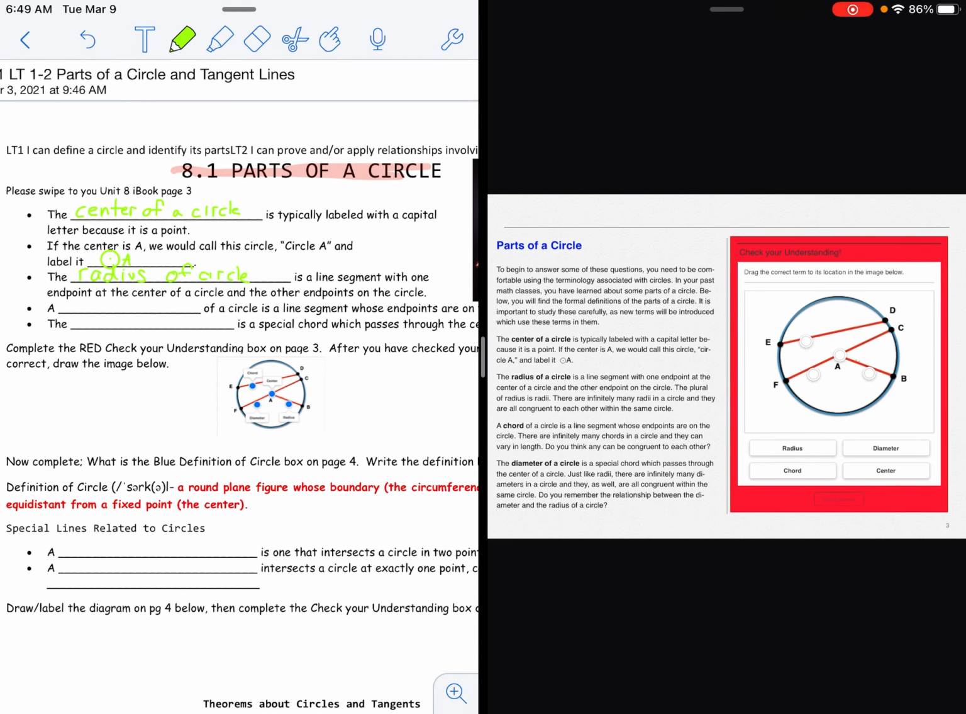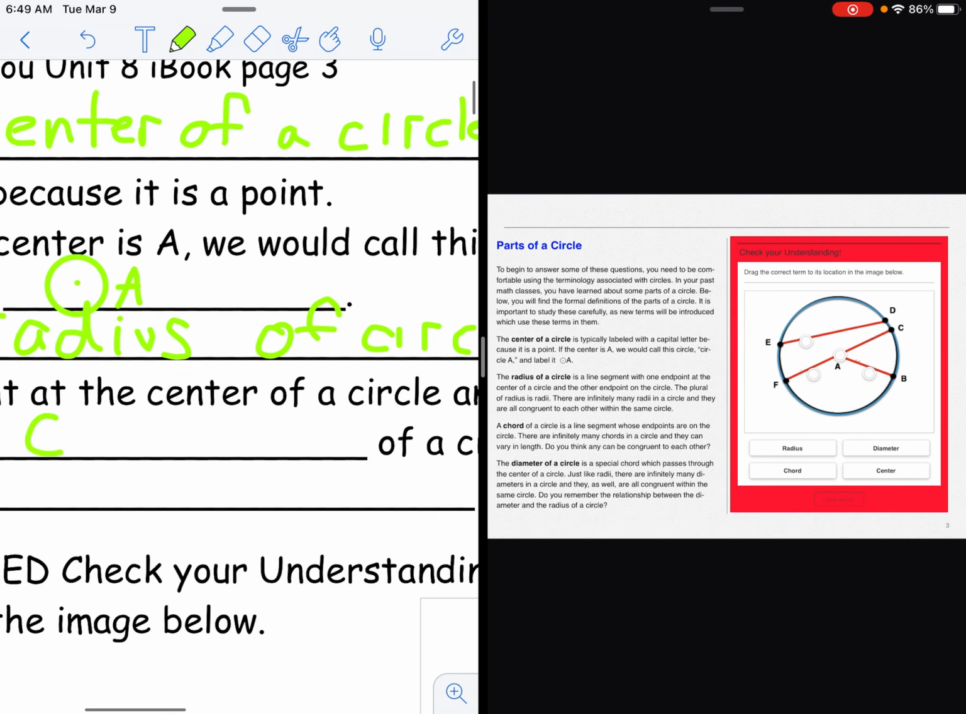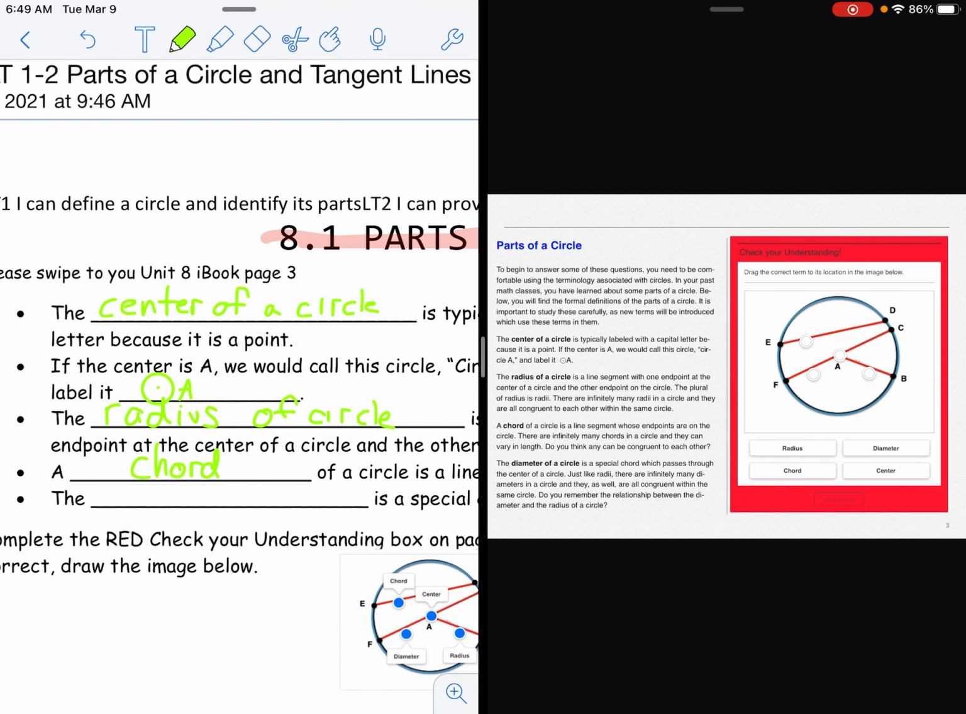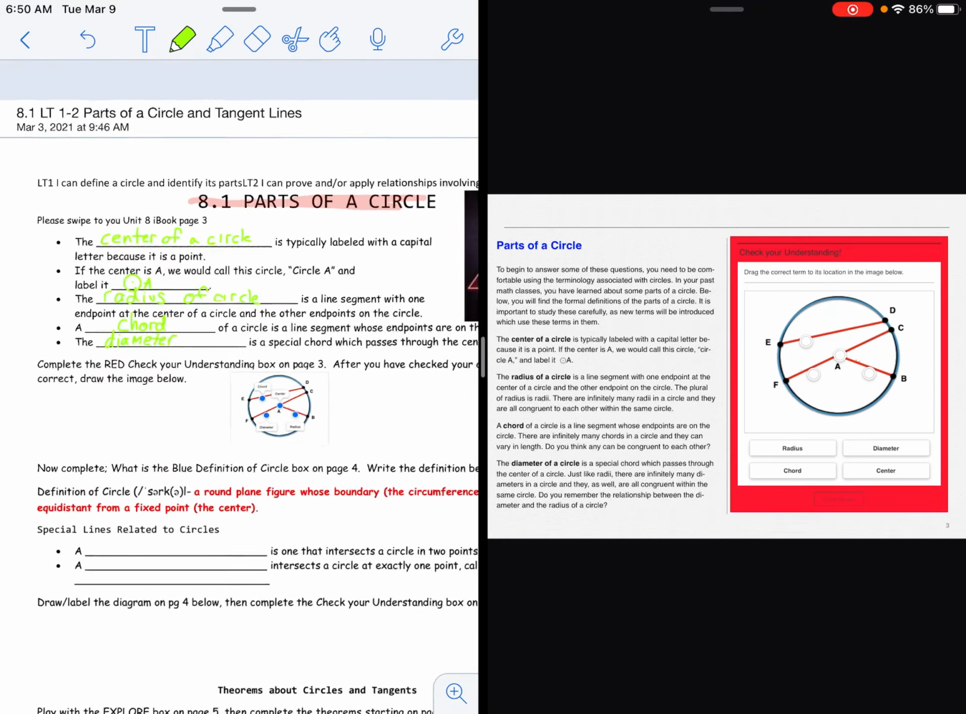And then a chord. One time I had a student say, what's a chord? A chord is a line segment whose endpoints are on the circle. So the endpoints are both on the perimeter or the circumference of a circle. The radius, one endpoint center, one point's on the circumference. Chord, both endpoints are on the circumference. And then we have a very famous chord, the most famous chord of all the chords. It's called a diameter. And it's a chord that goes through the center of a circle.